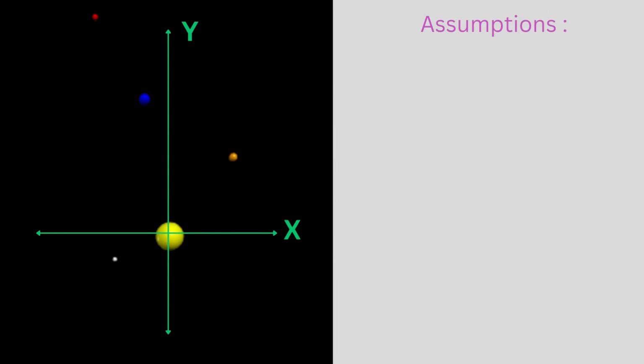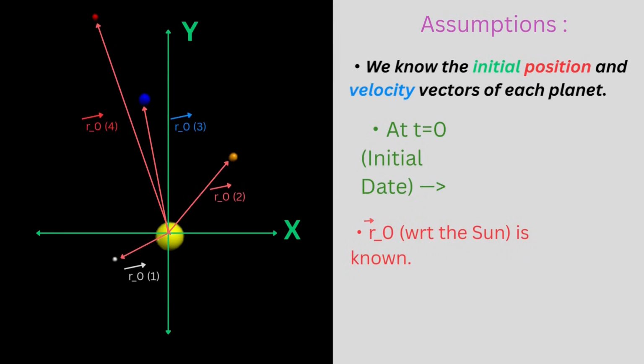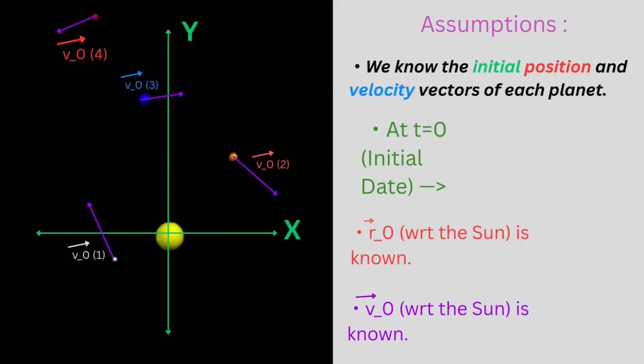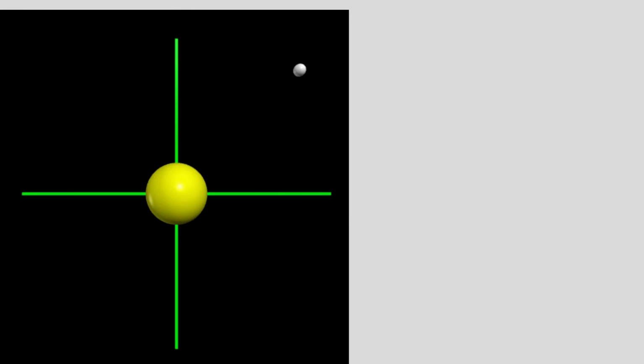Next, the final assumption is that we know the initial position and velocity vectors of each planet. So, when we're starting our calculation, we know exactly where each planet is located with respect to the sun and also where it's initially moving. With these assumptions, the basic setup is now complete and I can actually move on to the method.